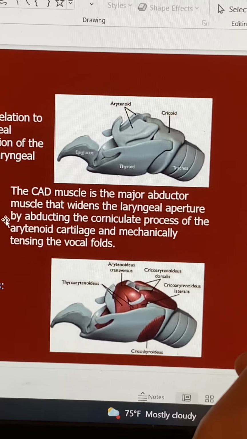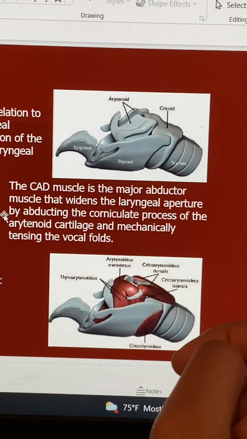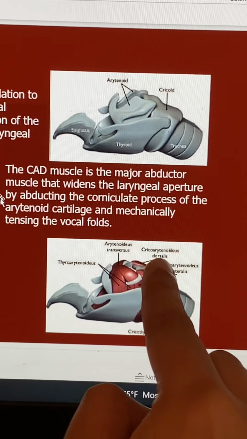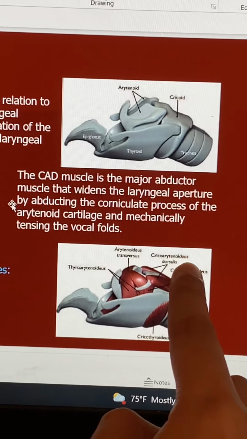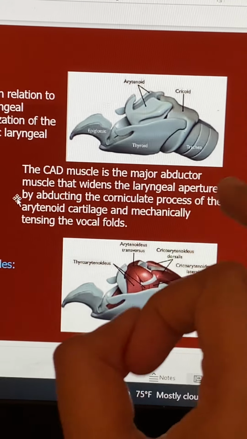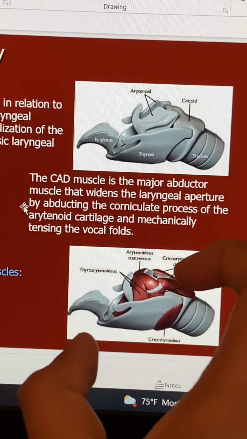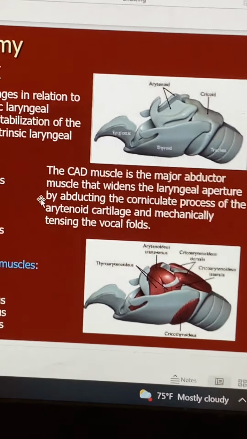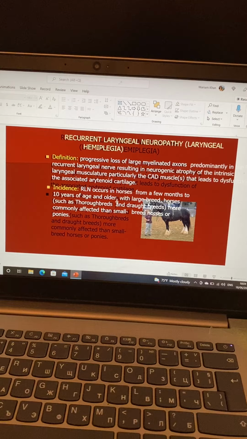So the CAD muscle, I think this is the cricoarytenoideus dorsalis, is the major abductor muscle, so that widens the larynx when the horse is exercising, and also mechanically tenses the vocal folds.